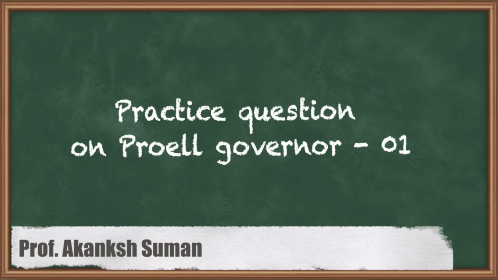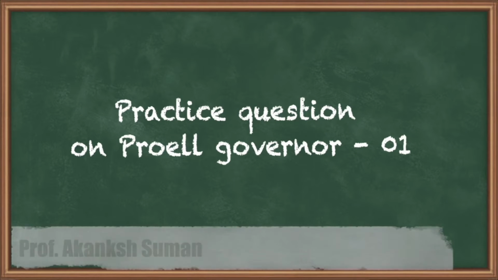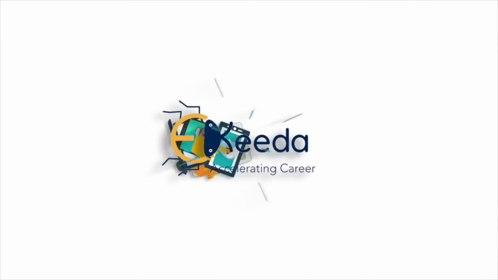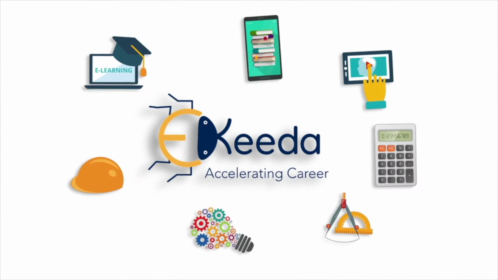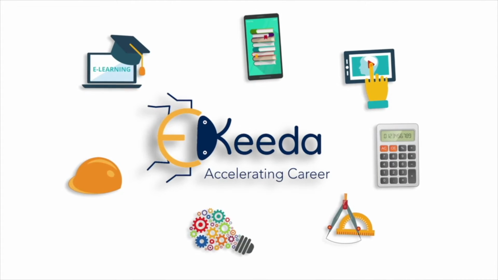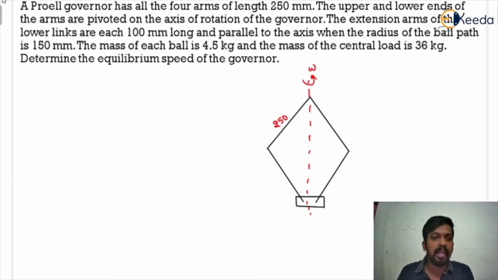Now we are going to solve the questions based on the Proell Governor. In the question it is given that a Proell Governor has all four arms of length 250 mm. That means the Proell Governor has four arms, we all know that. That is the length of the arms, 250 mm. All the arms have the same value, that is 250 mm.